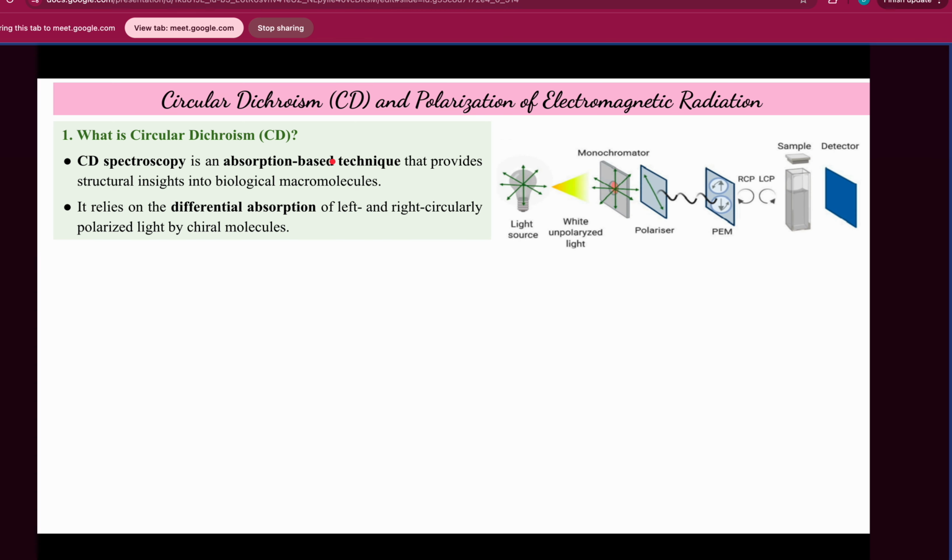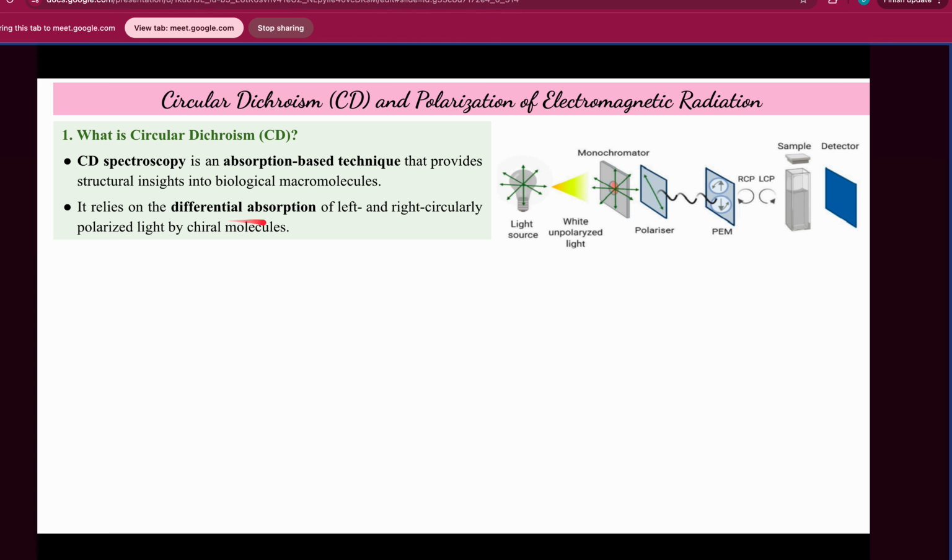So now UV spectroscopy is complete. Now the next thing is circular dichroism and polarization of electromagnetic radiations. CD spectroscopy is also based on the absorption technique. But in the previous case, we were looking at the absorbance of a particular wavelength of light. In this case, it's not based on wavelength absorption, although it is based on the absorption of light.